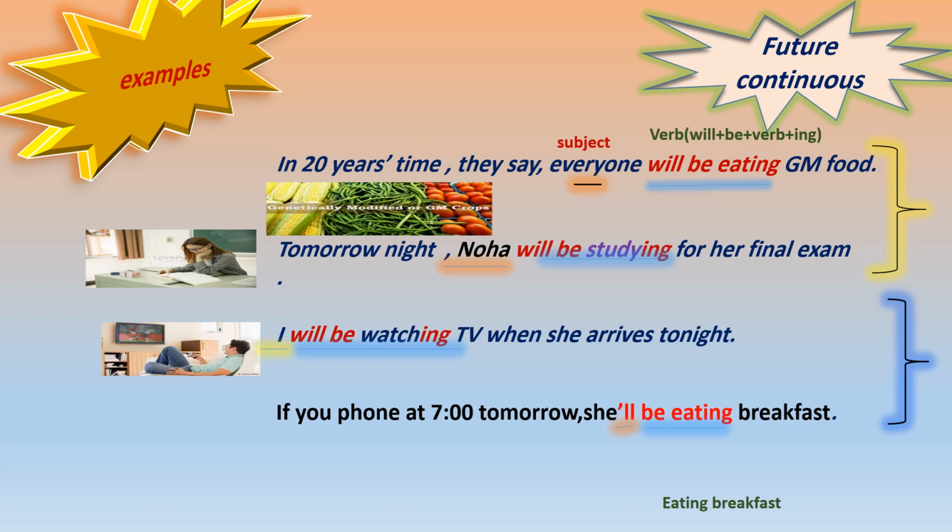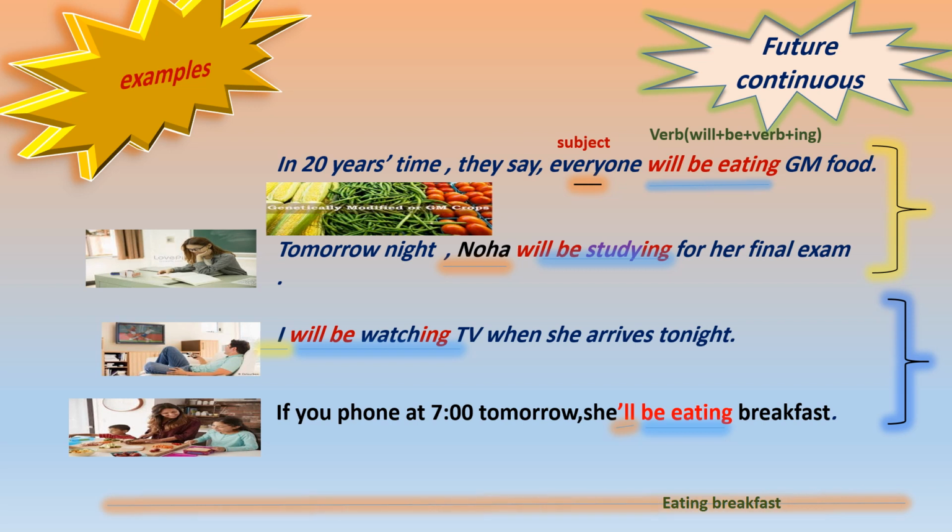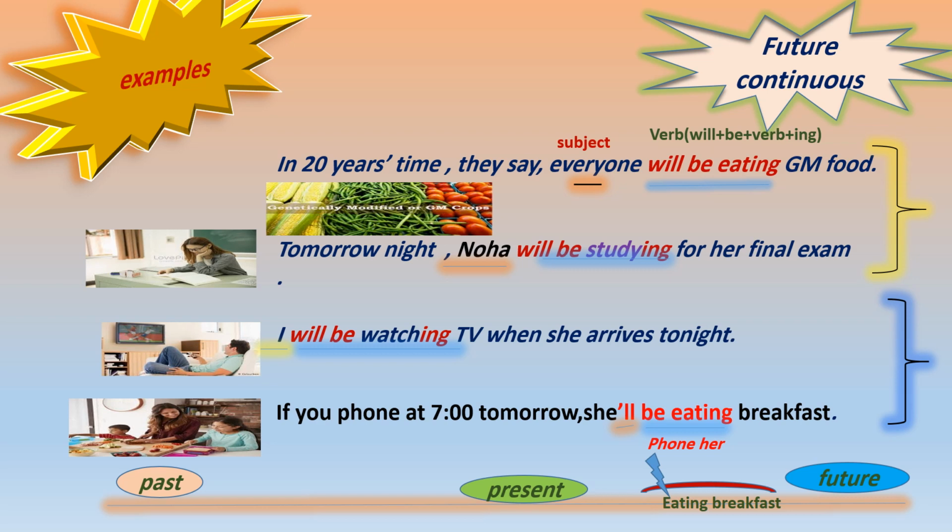Look at the last example. If you phone at 7 tomorrow she'll be eating breakfast. لو أنت اتصلت الساعة 7 غدا هي سوف تكون تتناول طعام الإفطار. الحدث المستمر هنا هو تناول طعام الإفطار. And if you phone her you will cut this action. حتقطع هذا الحدث إذا أنت اتصلت بها. Look here at the time line. Where is the continuous action here? Eating breakfast. هذا هو الحدث المستمر. And when you phone her, you cut this continuing action.